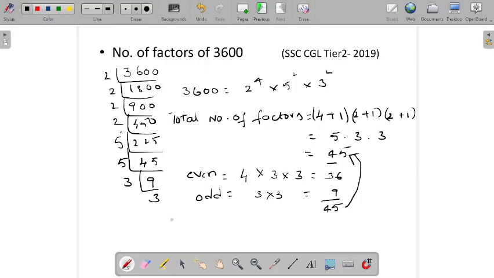Let me give you a problem. For this question, find the sum of total factors, even factors and odd factors. Please find these 3 values and mention them in the comment section.